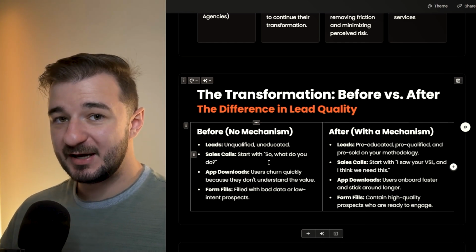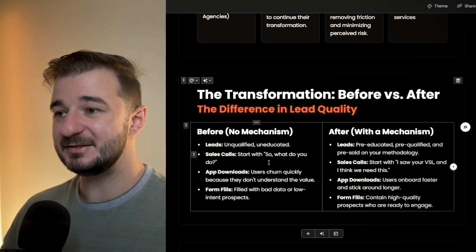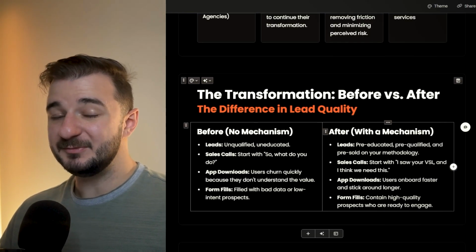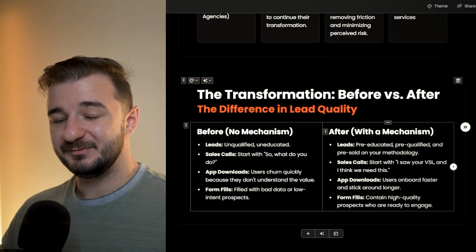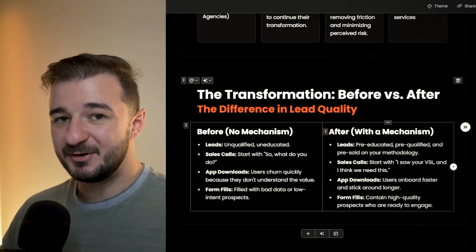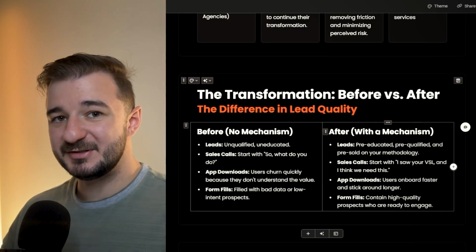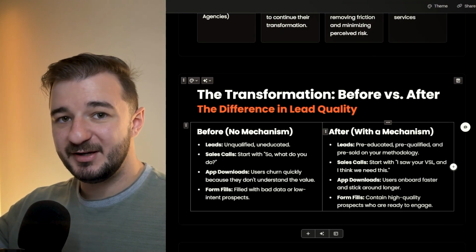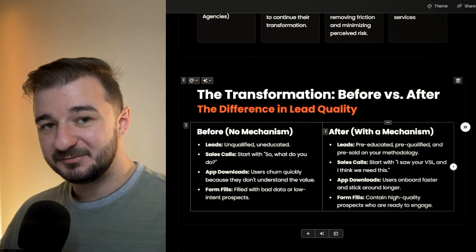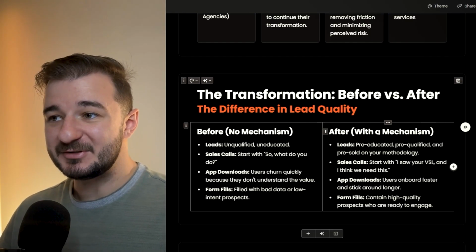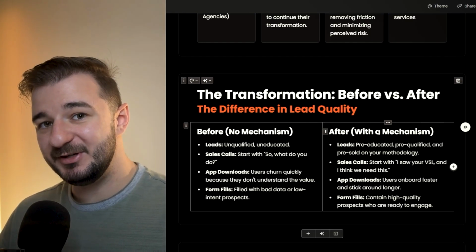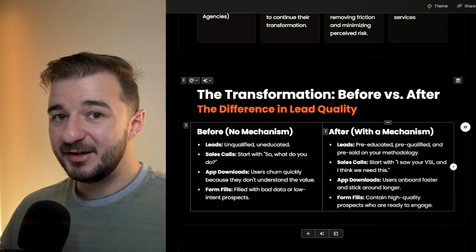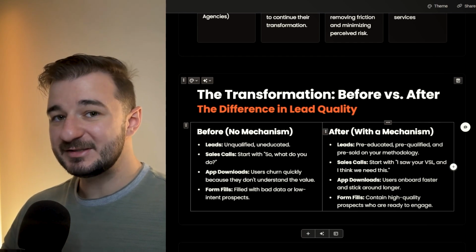You haven't explained why they should care, which is the lack of conversion mechanism. Now, what happens after you implement a conversion mechanism? You get leads that are pre-educated and pre-qualified and pre-sold on your methodology. You're solving a problem, they have the problem, and the conversion mechanism tells them, I know this problem is these things. This is how I normally solve that. Do you want to solve your problem? That's what the conversion mechanism tells them. And if they say yes, here, you get somebody who is actually qualified. They are really high intent and they just want your product because they understand it.